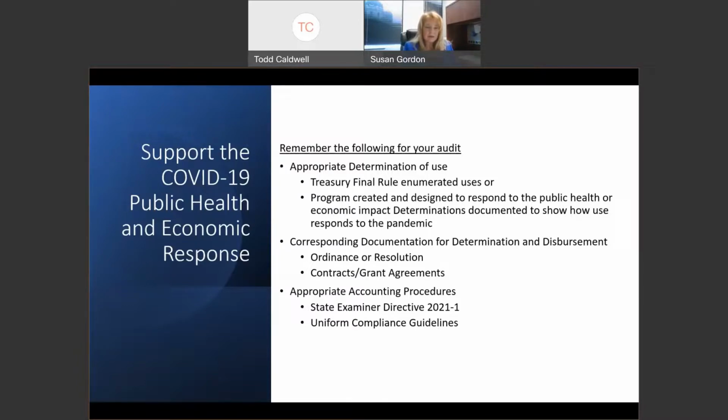If there's any ordinances or resolutions related to responding to the public health emergency. If you're working with not-for-profits or other businesses, the contracts or grant agreements that you've entered into with those are things we're going to look for in an audit. And then just make sure you review the State Examiner Directive 2021-1 on the appropriate accounting procedures and the uniform compliance guidelines that are applicable to any grants.